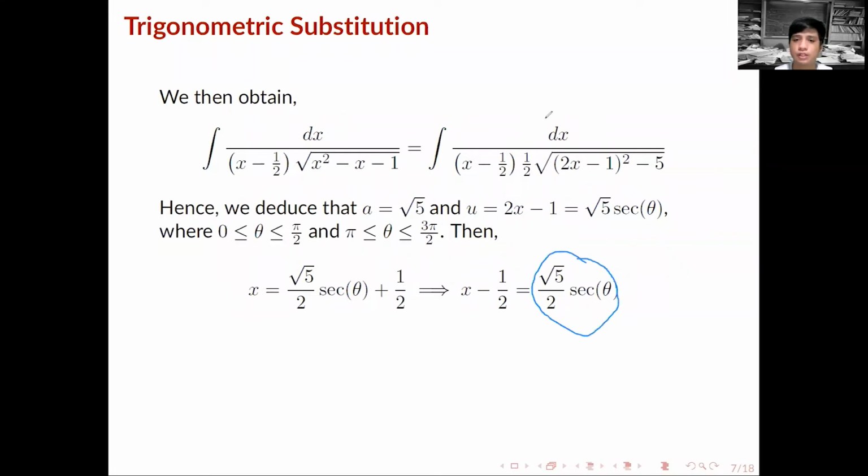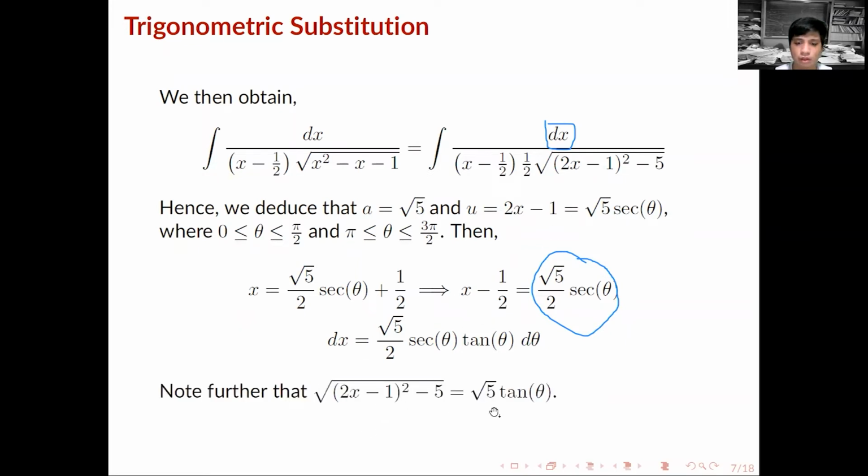Now we should find something for dx. And we can do that by taking the derivative of x. So after taking its derivative, we will obtain square root of 5 over 2 secant theta tangent theta d theta. And the last step is we will substitute square root of 5 secant theta for the quantity 2x minus 1. And after that, we will obtain square root of 5 tangent theta.